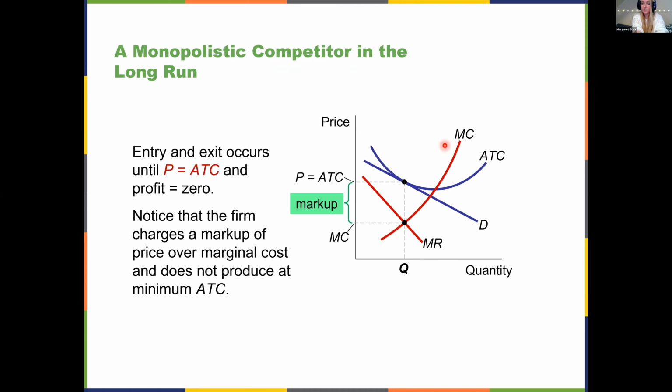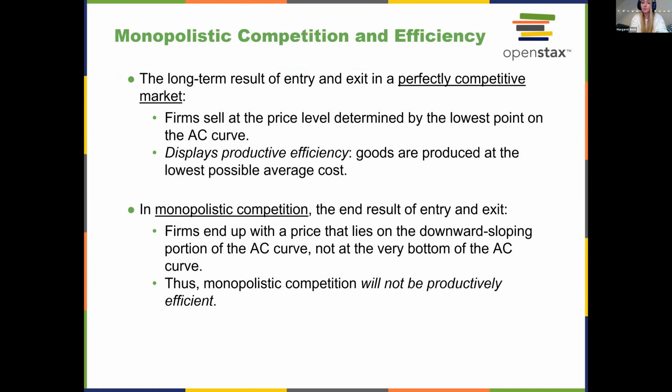So in perfect competition, we'd be producing here at the lowest possible average total cost. But with monopolistic competition, we are producing on the downward sloping part of the average total cost curve, not at the very bottom of the average total cost curve. So monopolistic competition, therefore, is not productively efficient. Businesses are not producing the goods at the lowest possible price that they can. Perfect competition, however, does display this productive efficiency. Goods are produced at the lowest possible average total cost.